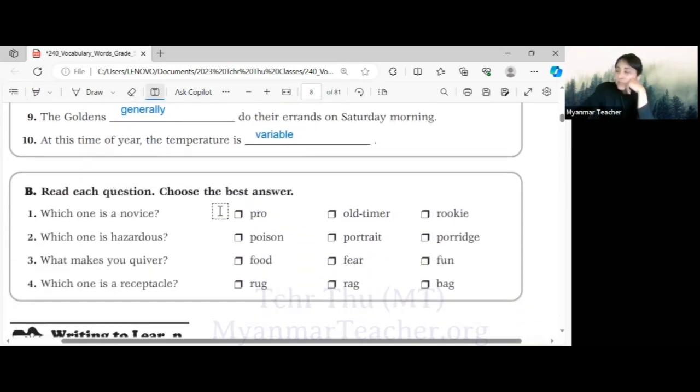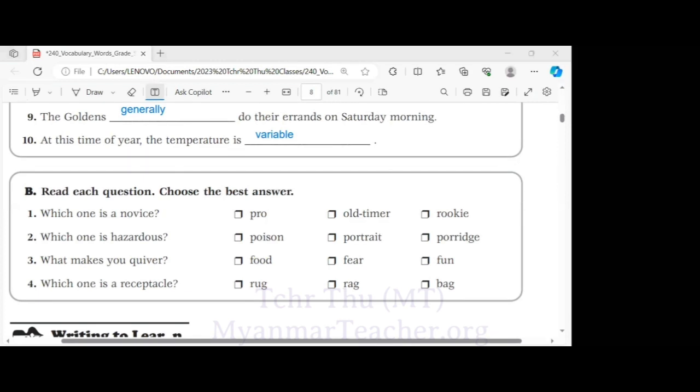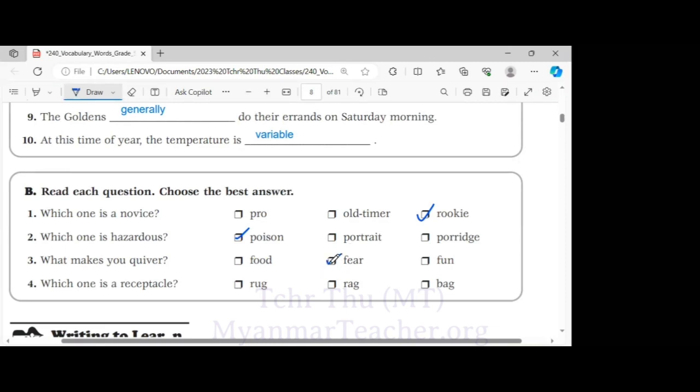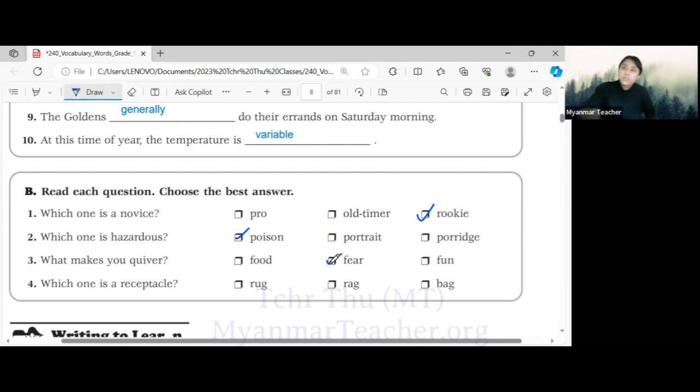Read each question and choose the best answer. Which one is a novice? Pro, old-timer, rookie? Rookie. So a rookie is someone who has just started doing a job. So beginner. Okay, so you chose the right one. Which one is hazardous? Poison, portrait, polish. Poison. What makes you quiver? Food, fear. Fear. And then which one is a receptacle?